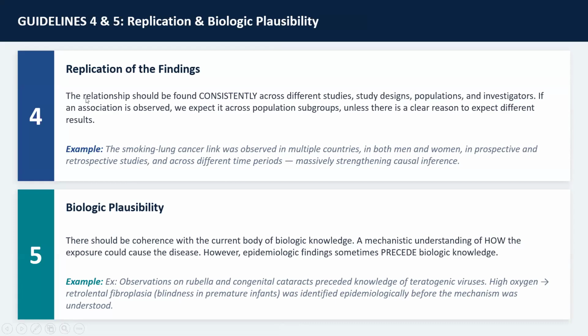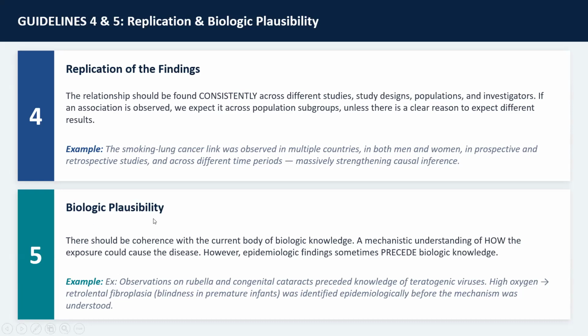Next is replication of the finding. The relationship should be found consistently across different study designs, populations, and investigators. If the association is observed, we expect it across population subgroups unless there is a clear reason to expect a different result. For example, the smoking lung cancer link was observed in multiple countries, in both men and women, in prospective and retrospective studies, and across different time periods, massively strengthening the causal inference.